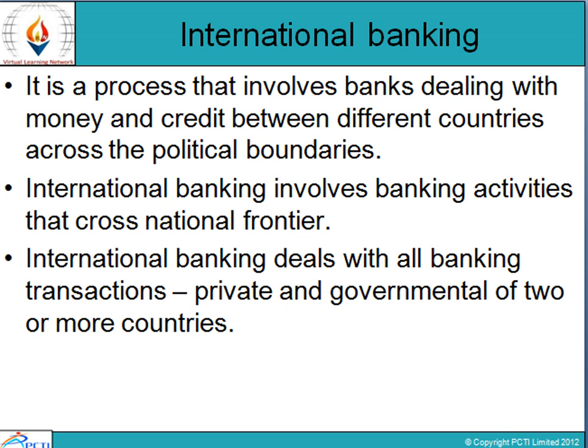Now what happens, international banks deal with all the banking transactions, and they could be private and government, of two or more countries.